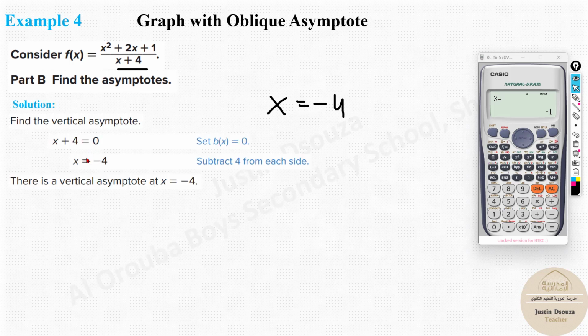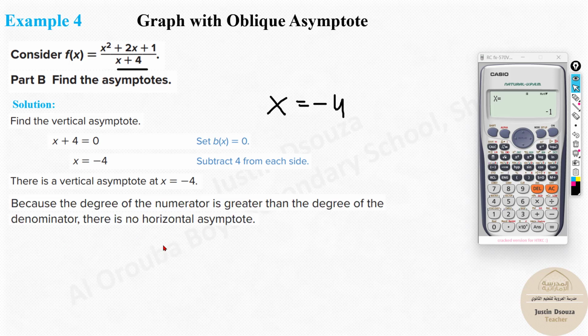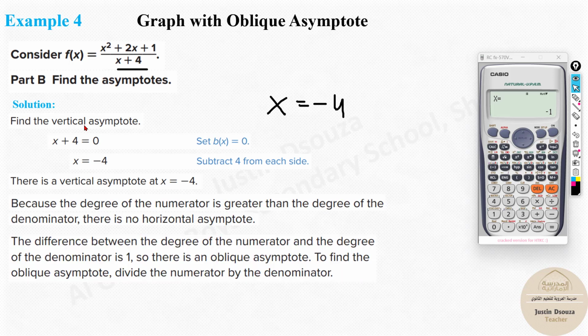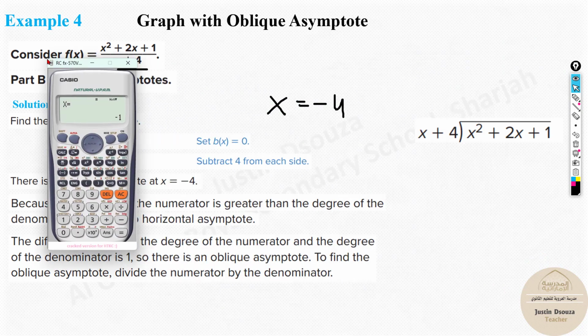And what about the horizontal asymptote? Is there any horizontal asymptote? No, because the degree in the numerator is greater than the denominator, so we don't have any horizontal asymptote. But in this case, you can see the degree in the numerator is greater than the denominator by exactly 1. That means we will have to find the oblique asymptote. This is the slant asymptote. So now here we need to do the long division.